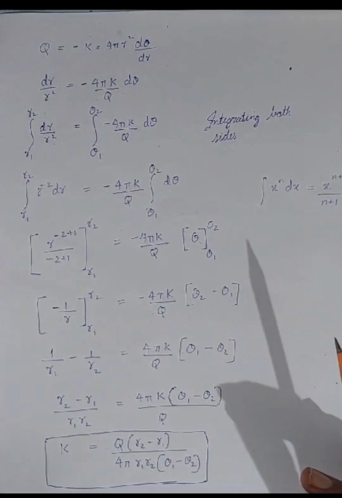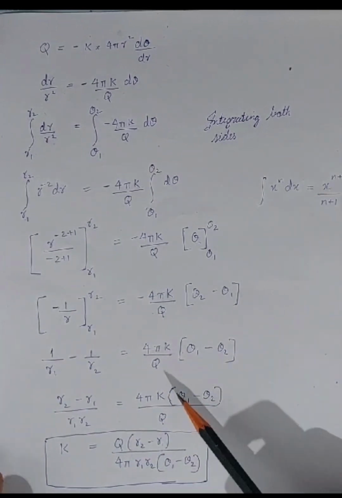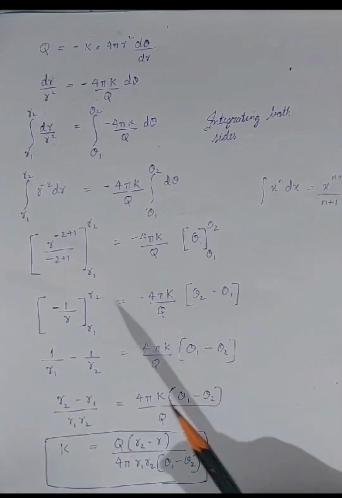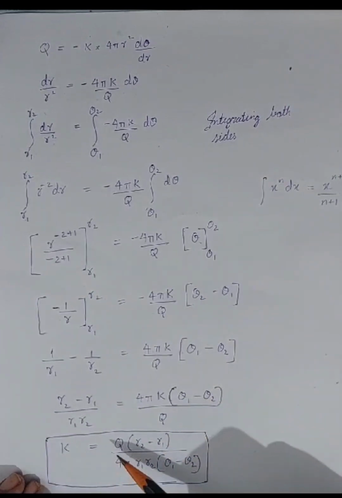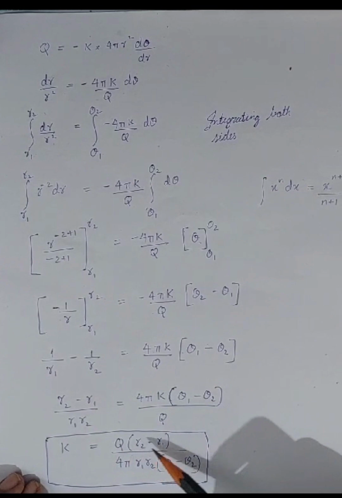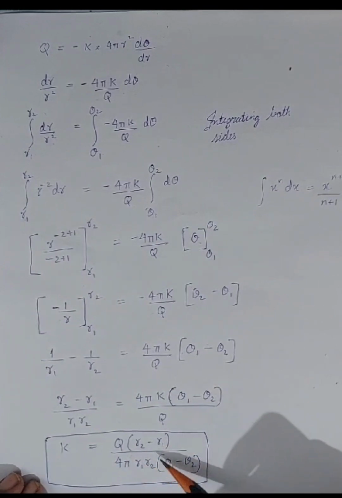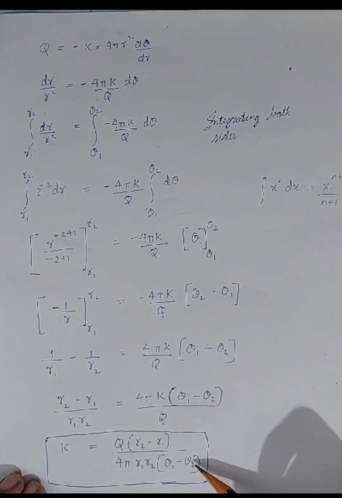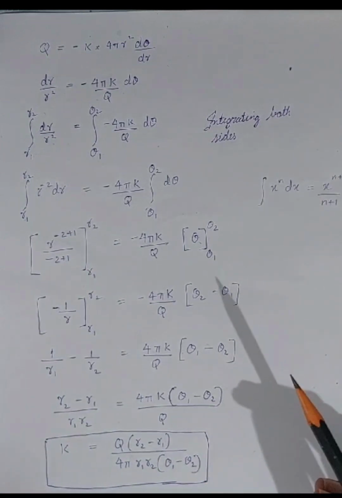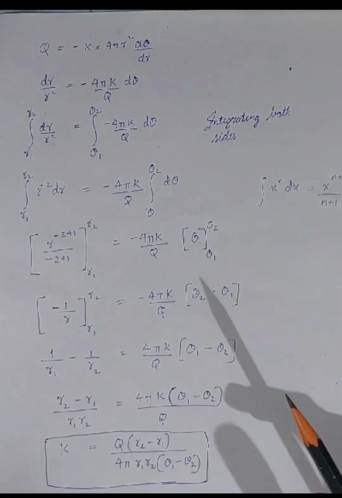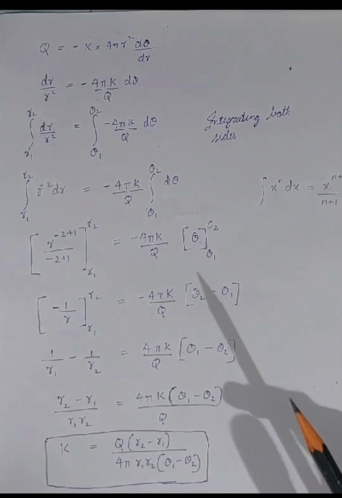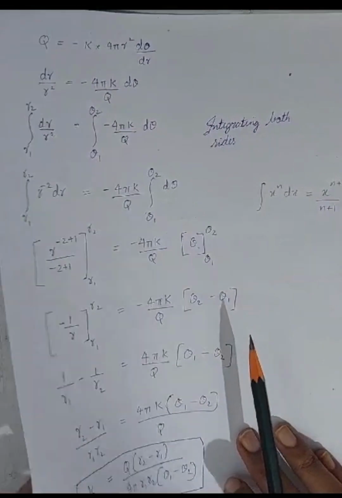Now on the last step we keep K on LHS and bring all other terms on the RHS. We get K is equal to Q into (r2 minus r1) by 4π r1 r2 into (θ1 minus θ2). This is the required equation for thermal conductivity. This is the thermal conductivity of the specimen we have kept in between the two spherical shells.